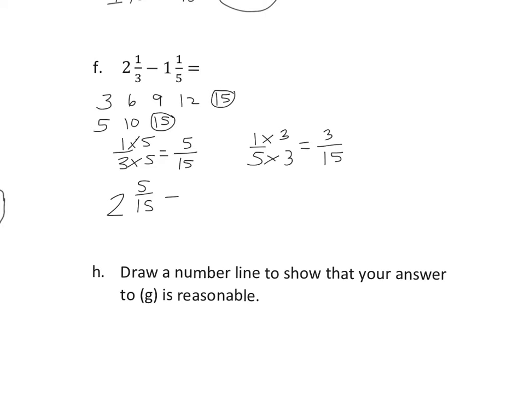Take away 1 whole and 3/15. So what we can do first is take our whole numbers and subtract the easy whole numbers. 2 minus 1 is going to give me 1. And now we're going to look at the fractions 5/15 and 3/15. Well, good thing 5/15 is larger. I can take away 3/15 from this 5/15. So 5 minus 3 is 2, and my denominator stays the same. So this is my final answer. Let's go ahead and circle it.